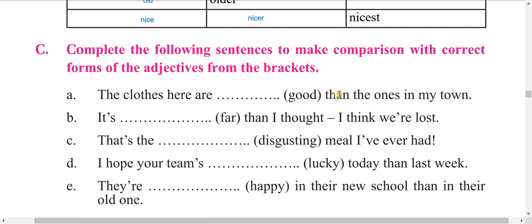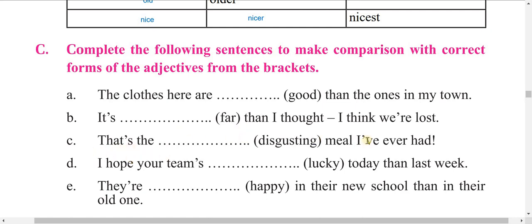So students, if there is than, we should use comparative form. If we find than, you must think that you must use comparative form. Let's say better. Here the clothes are better than the ones in my town. B-E-T-T-E-R, better. So you can write down yourself. B. It's farther, F-A-R-T-H-E-R, farther. Then I thought farther, F-A-R-T-H-E-R.